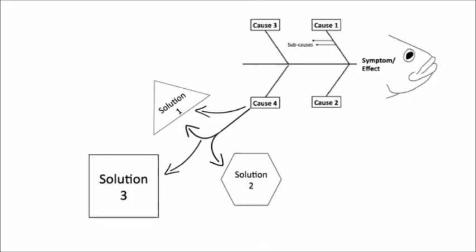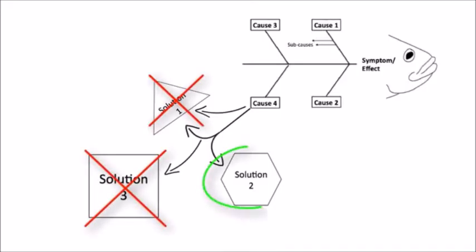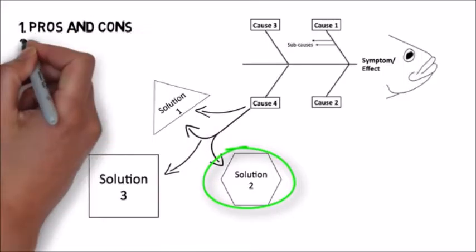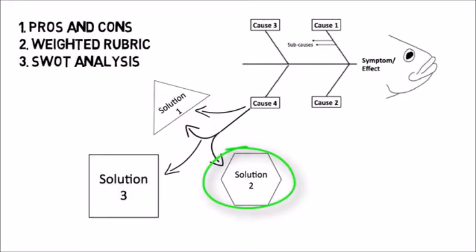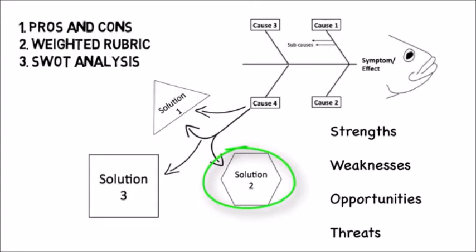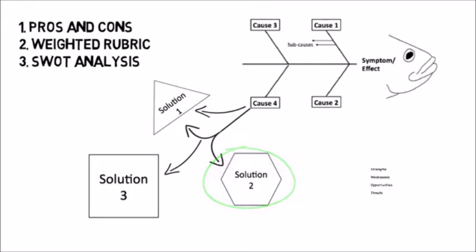This means comparing solutions against one another and selecting the one that will maximize the return on our investment of time and resources. To compare, you can use pros and cons, a weighted rubric, or for a more sophisticated approach, conduct a SWOT analysis, where you look at the strengths, weaknesses, opportunities, and threats of each solution.